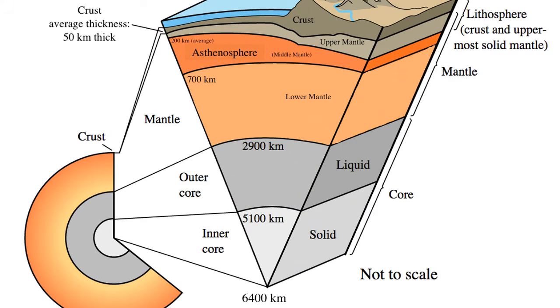The first step in doing a scale drawing is to determine how much space you have to work with on the paper. I'm using a piece of computer printer paper, which is a little bit less than 28 centimeters long. I need to fit the entire thickness of the Earth on that piece of paper. The Earth has a radius of 6,400 kilometers from the crust to the very center.